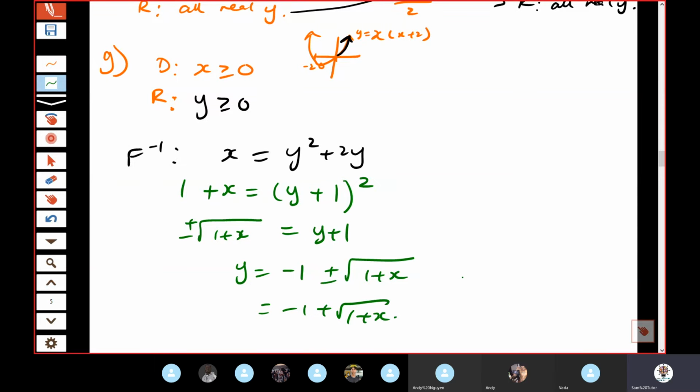Why? Good question. Because your domain is still going to be, for this one, x is greater than or equal to 0, opposite of this, and range is obviously going to be y is greater than or equal to 0. So if you chose the negative case, you're definitely guaranteed to always get a negative number. Whereas with the positive case, x being greater than or equal to 0, you could get at least 0. So yeah, it's that one there.